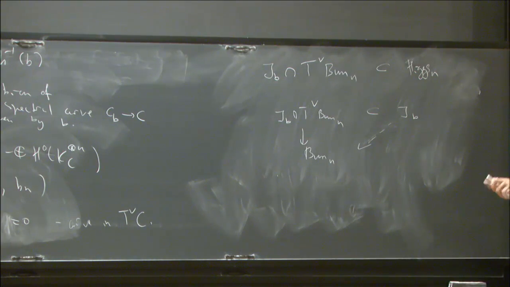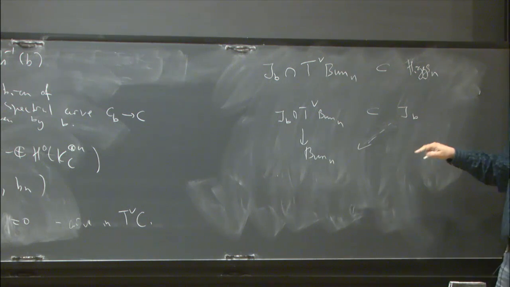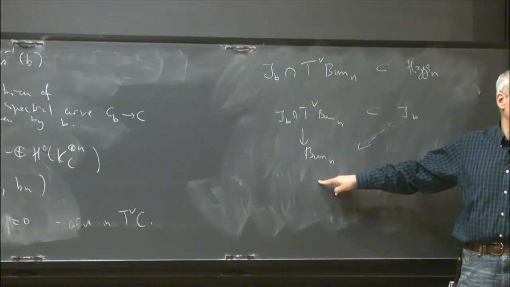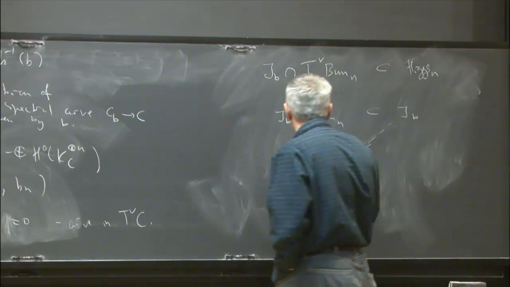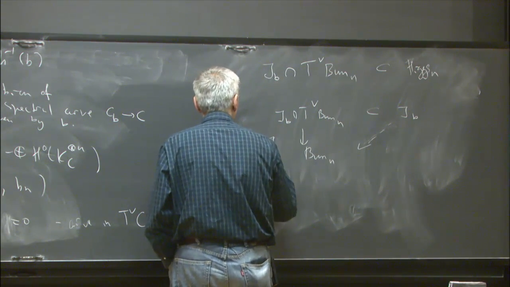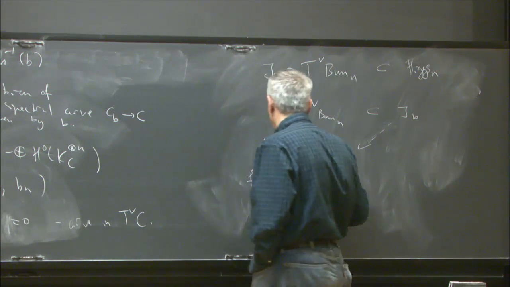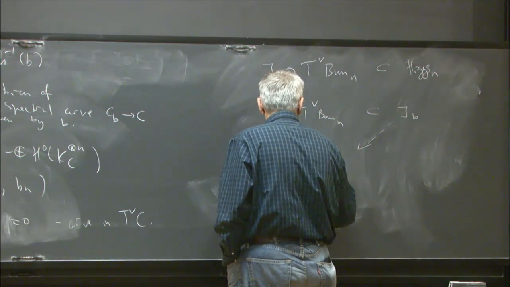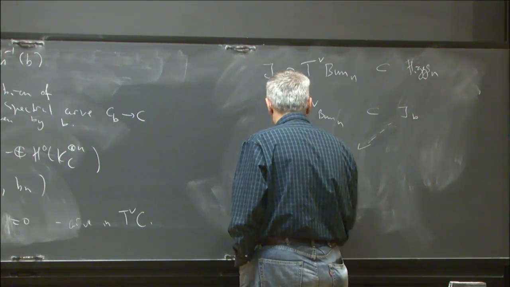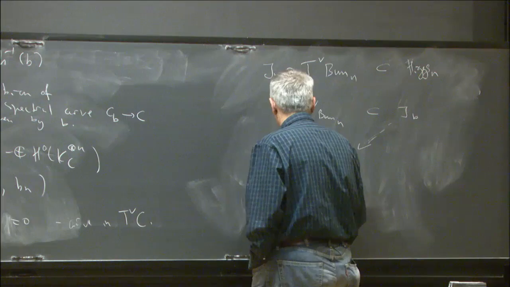And the point is that this map is not proper. And it fails to be proper exactly over the wobbly locus. So it's quasi-finite, but not finite. So this fails to be finite over the wobbly locus.